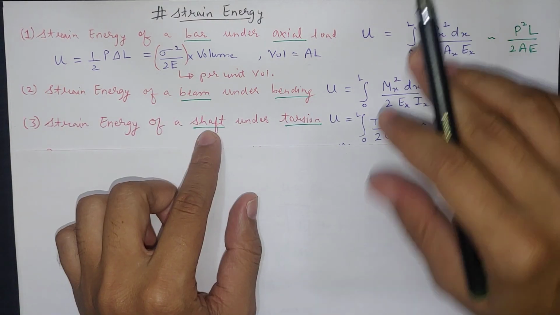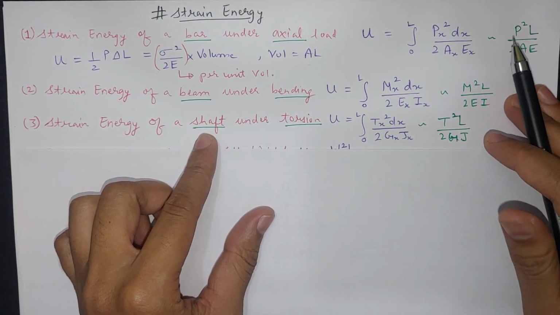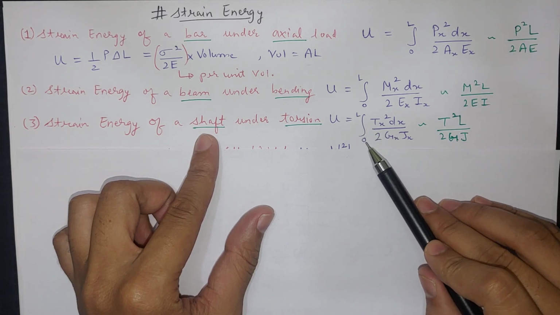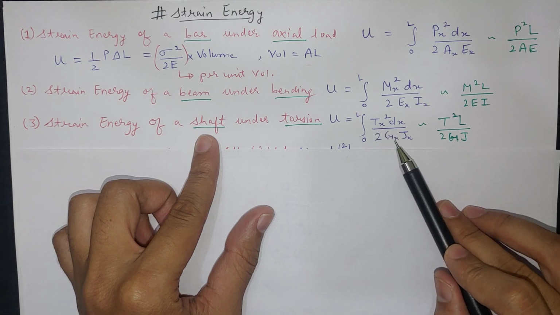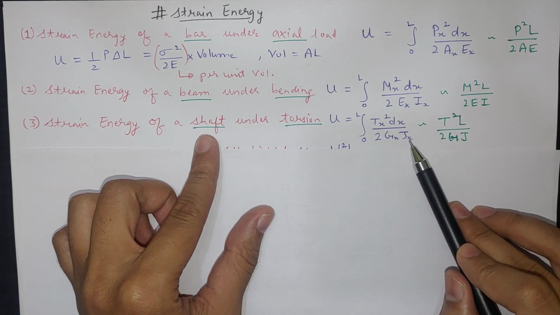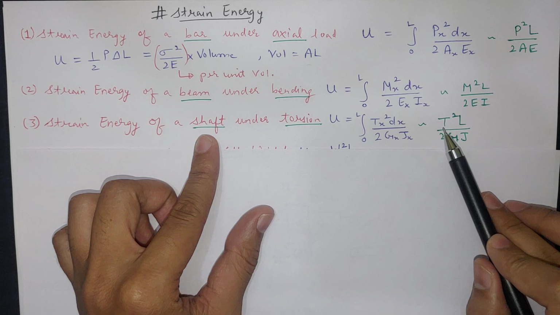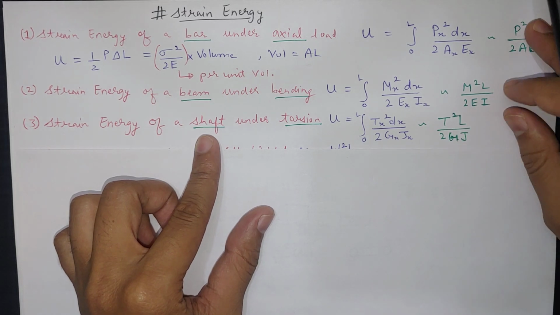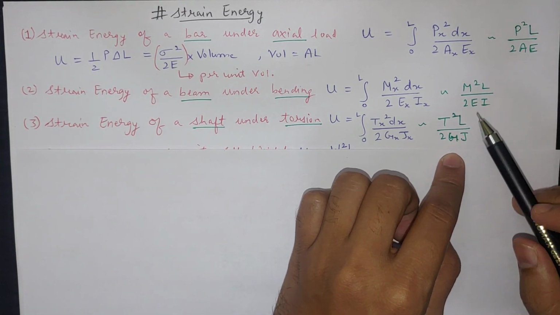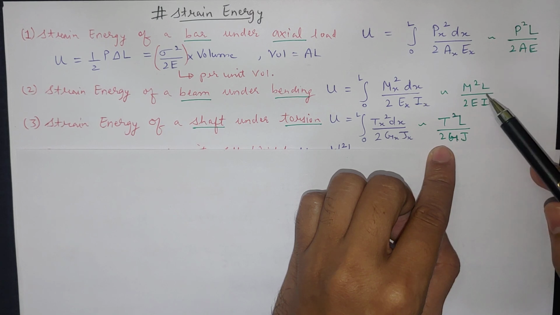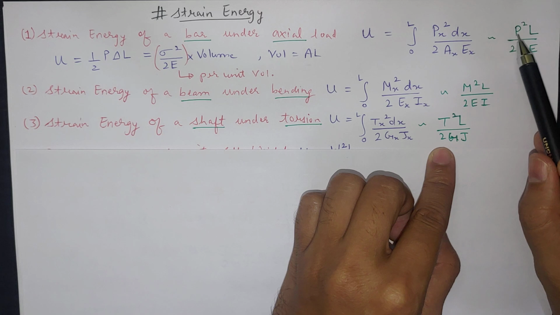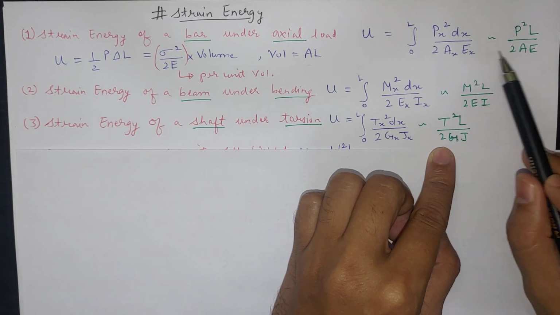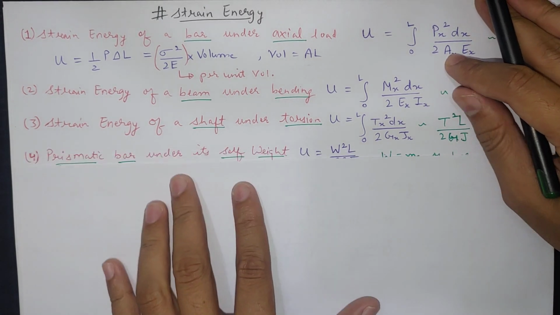Similarly, if there is a shaft under torsion, then U is equal to integration 0 to L of Tx square dx upon 2GJ. If all are varying with x, we keep them as functions. If they are constant, then it is T square L by 2GJ. GJ is the torsional rigidity. So this is how we calculate these three formulas. We have to remember them, and we can directly derive from here. If they are not constant, we have to integrate from 0 to L. So these three formulas are important.